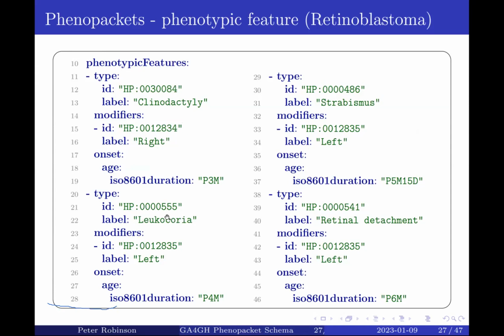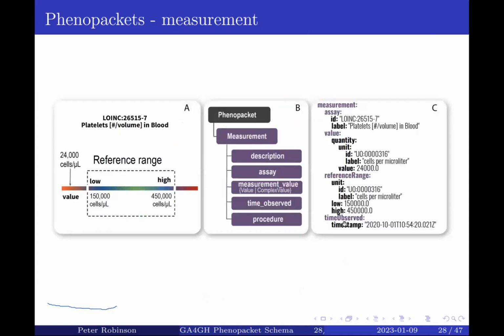And so this basically means your eye is white if you shine light on it, and there was retinal detachment, and so on. Measurements: an HPO term is essentially yes or no, but sometimes you actually want to keep the original measurement. In this case, platelets were found to be 24,000 cells per microliter. That's low. So if you wanted to use an HPO term, it would be thrombocytopenia.